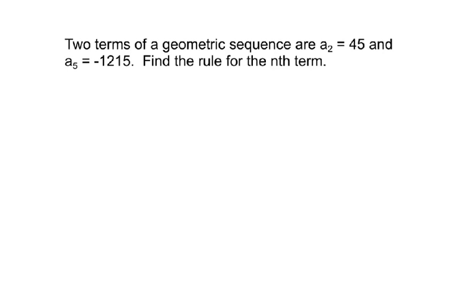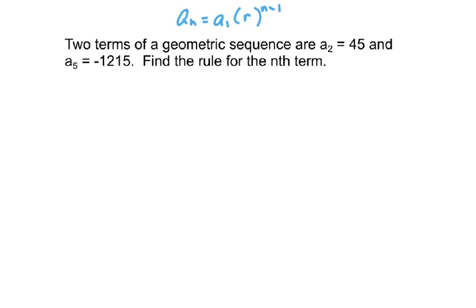Two terms of a geometric sequence are a sub 2 equals 45 and a sub 5 equals negative 1,215. Find the rule for the nth term. Remember that we're starting with a sub n equals a sub 1 times r to the n minus 1 power. Basically, we do not have an initial condition to work with. Like we don't have what r equals, and we do not have what a sub 1 equals.